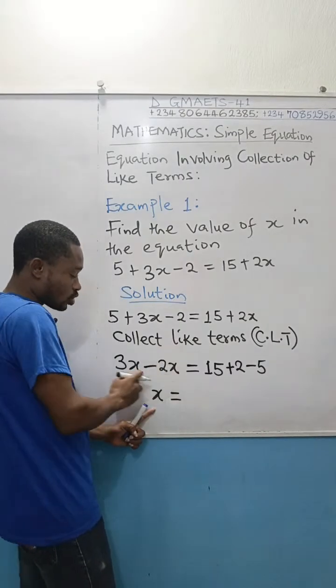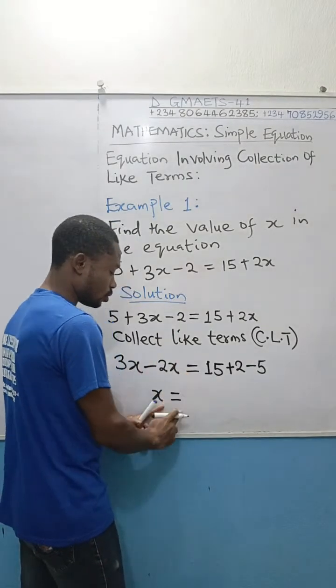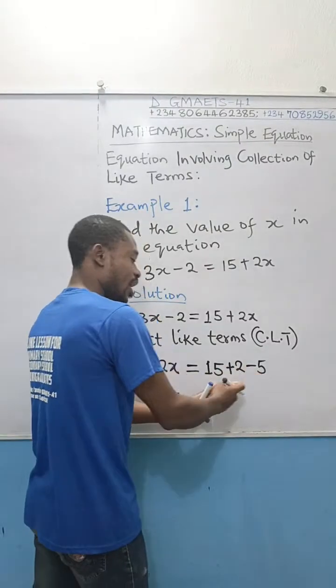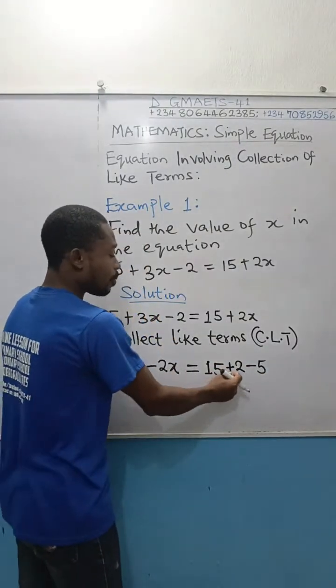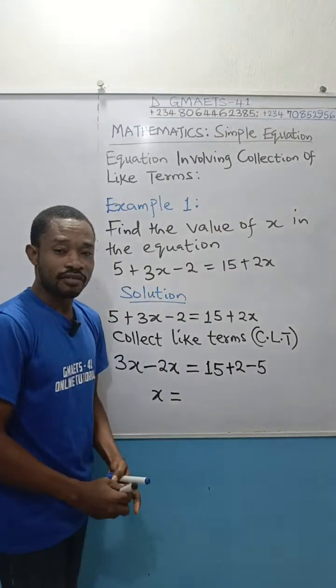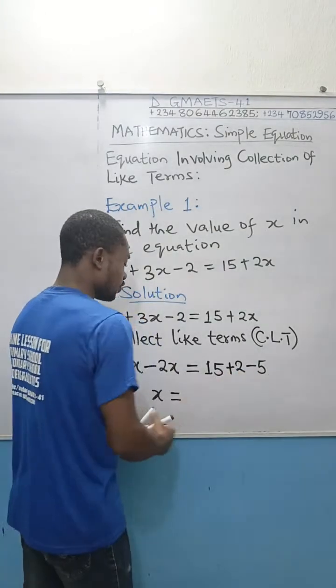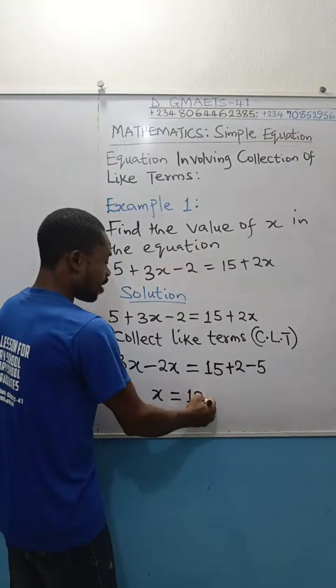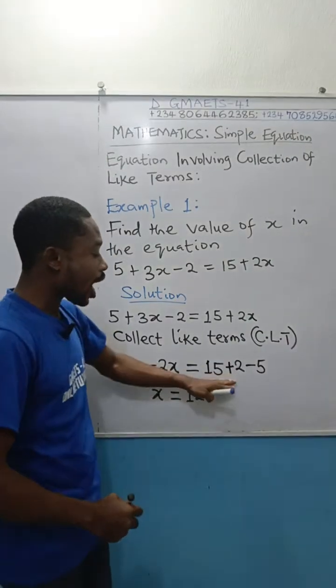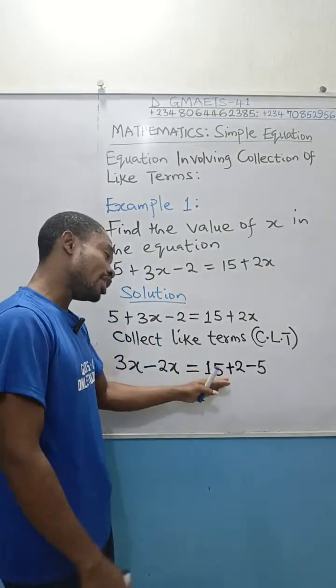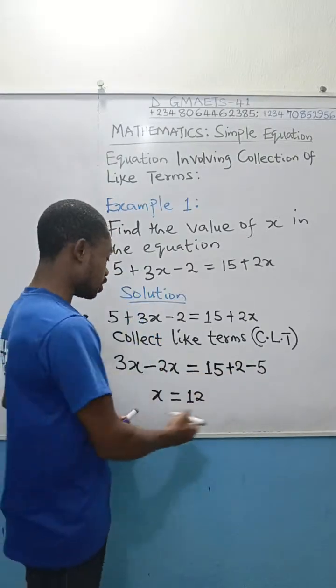You see, after what you have on the left-hand side, you meet equal to. Go to the right-hand side and simplify. 15 plus 2 will give you 17. 17 minus 5 will give you 12. I have already taught you broad maths to know how to solve this. You do addition first before subtraction.